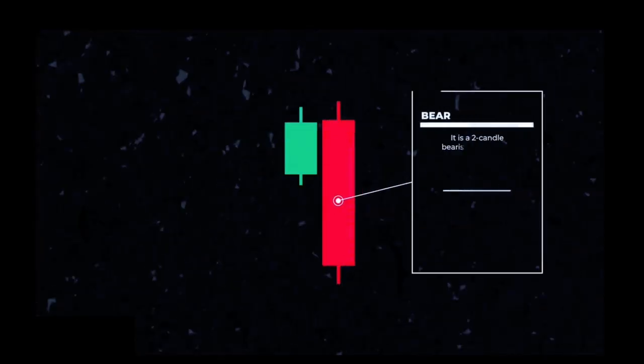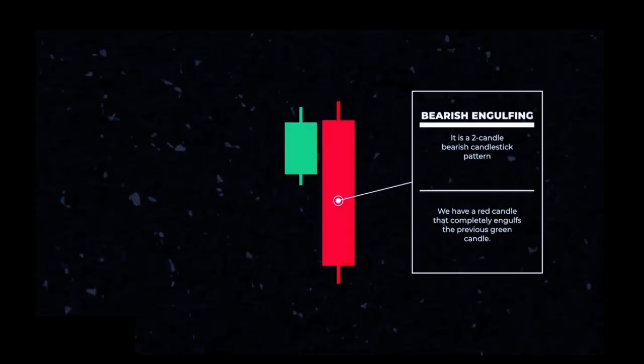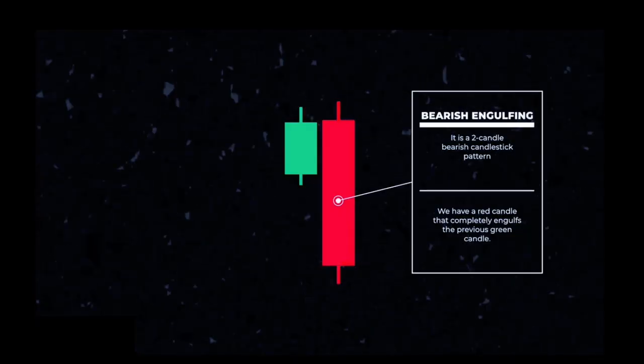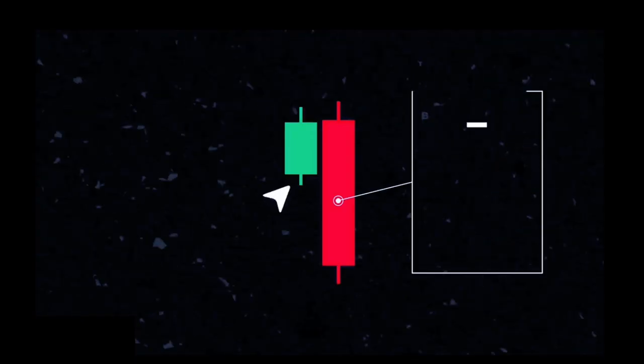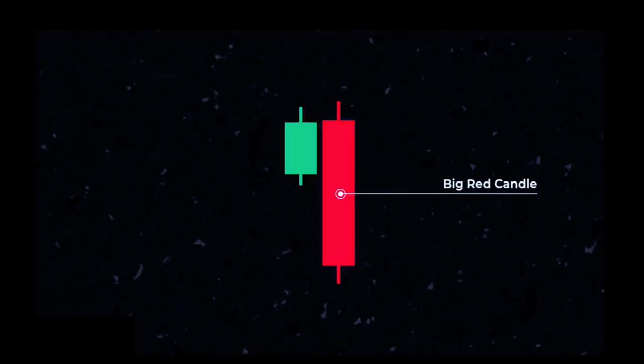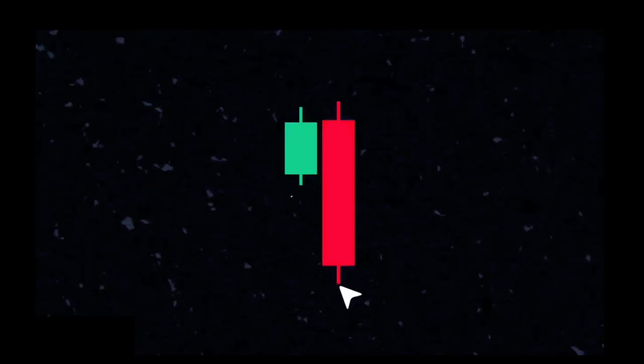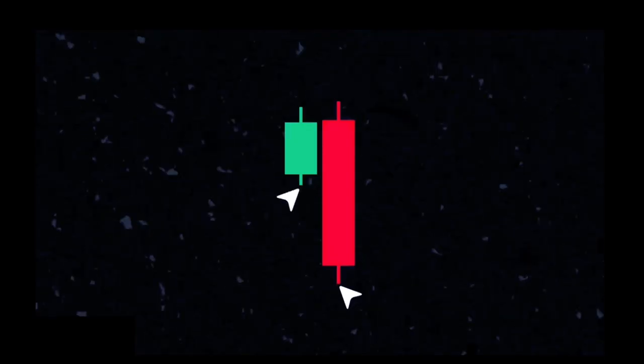Pattern number 5. Bearish engulfing bar. A bearish engulfing bar is a two-candle formation where a big red candle completely engulfs the previous green candle. We first have a green candle. Then, the next candle is a larger red candle that completely engulfs the green candle. The low of the red candle is lower than the previous candle's low. Similarly, the high is higher than the previous candle's high.